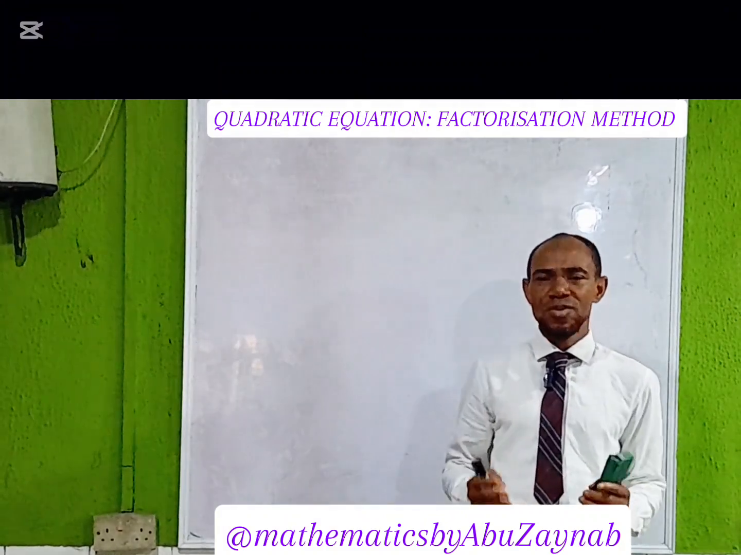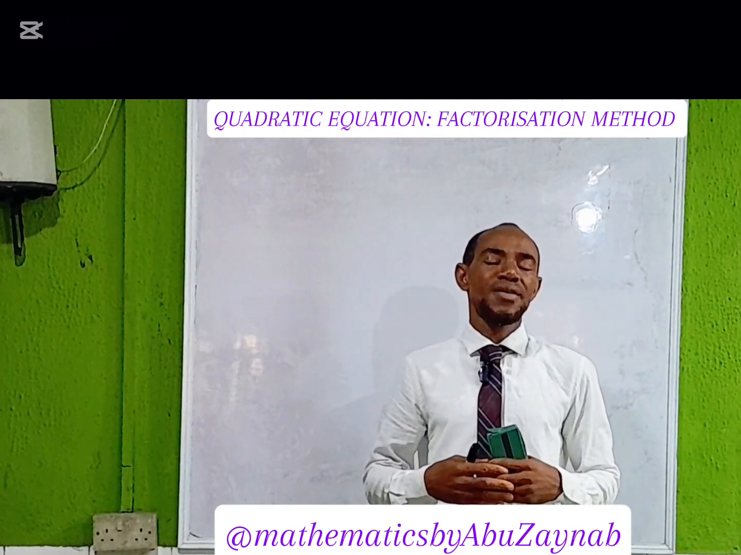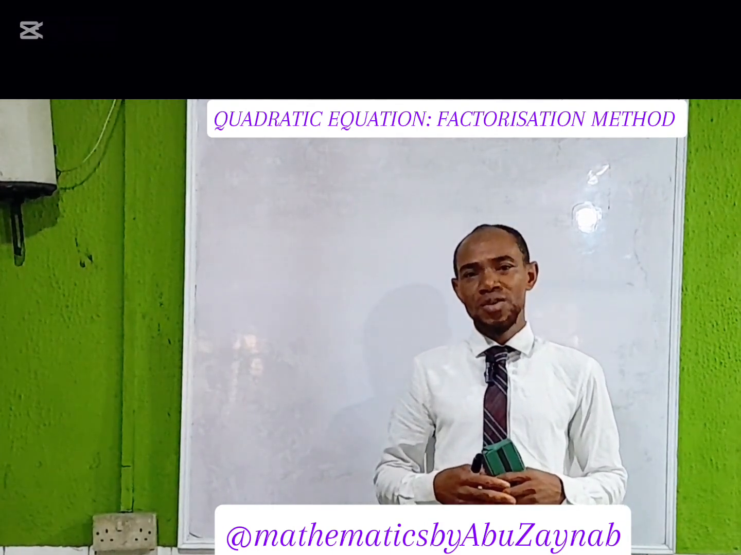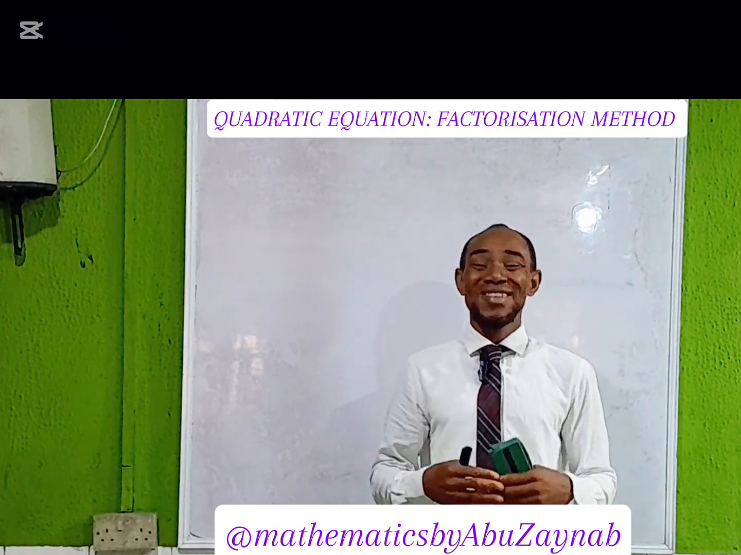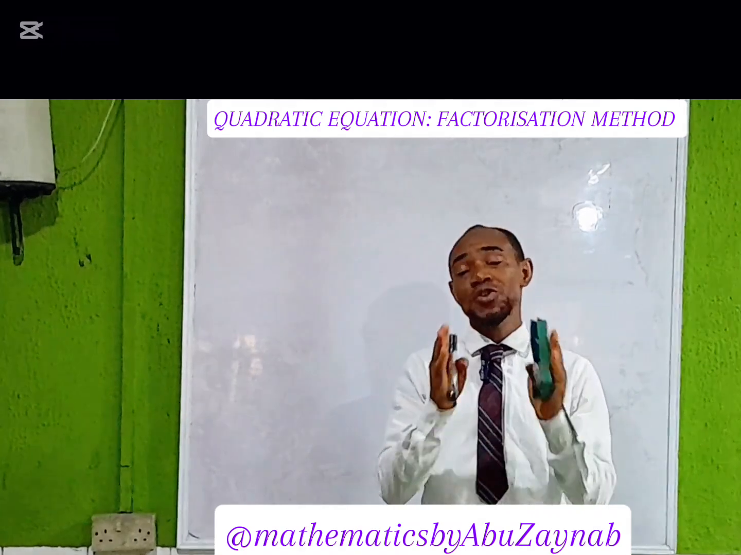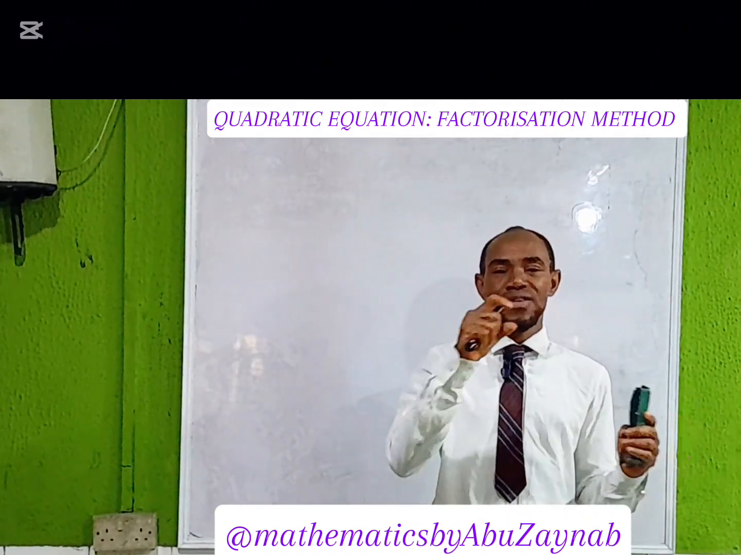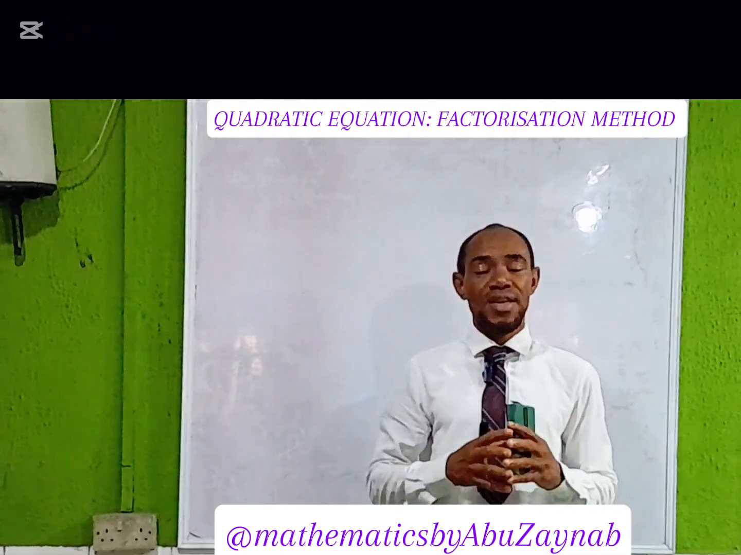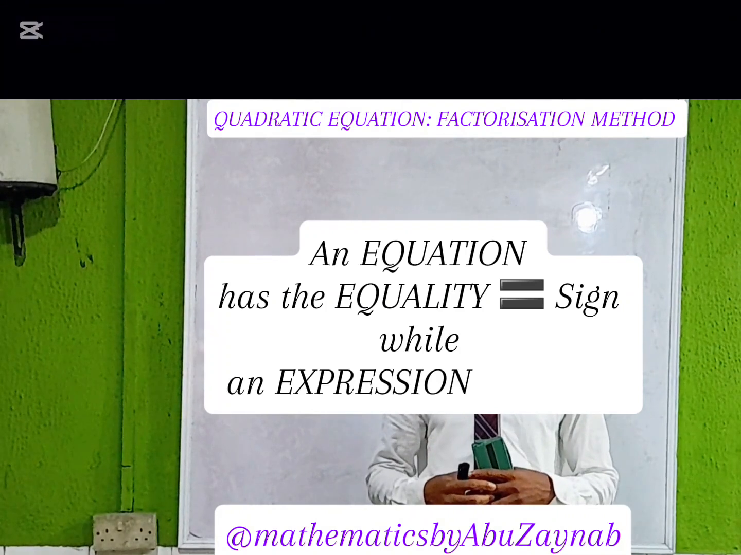It's very important to distinguish between an expression and an equation. As the name implies, an expression is simply a mathematical statement, whereas an equation is a mathematical statement with an equality sign. So the distinguishing difference between an equation and an expression is the presence of equality in an equation and the absence of the same in an expression.